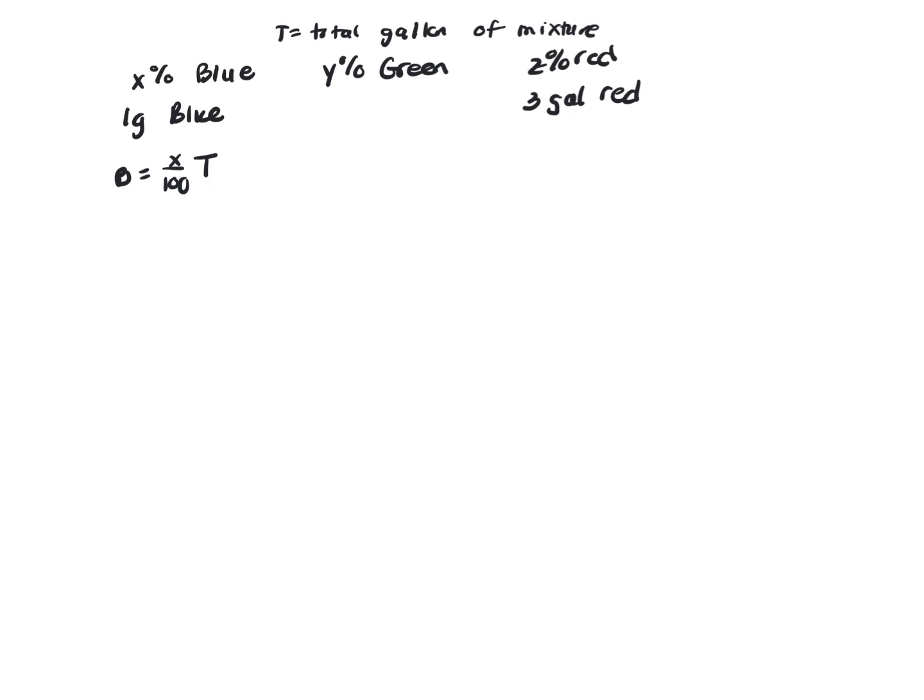And then green would be Y over 100 times the total. And red would be Z over 100 times the total. Now, if you add up X plus Y plus Z, those percents, that has to give you 100.